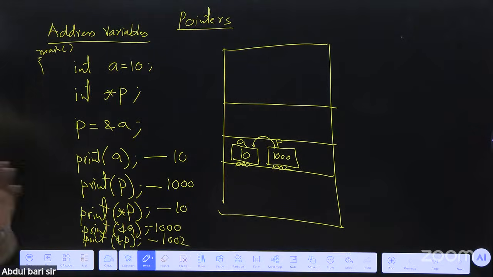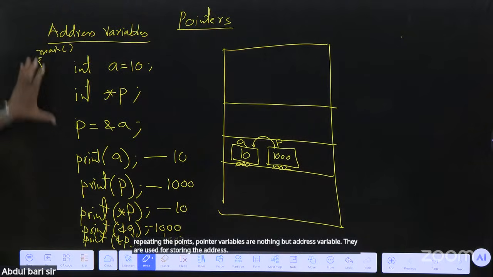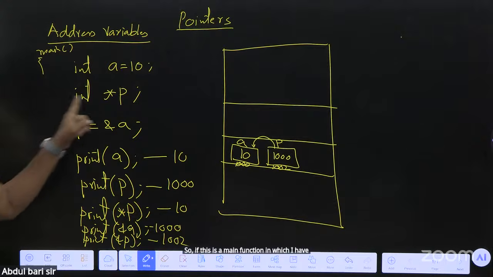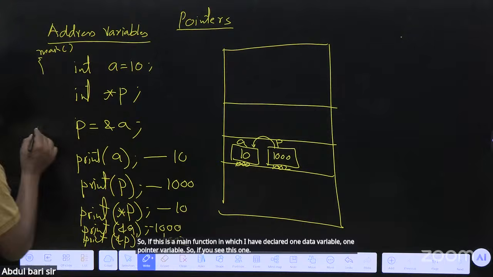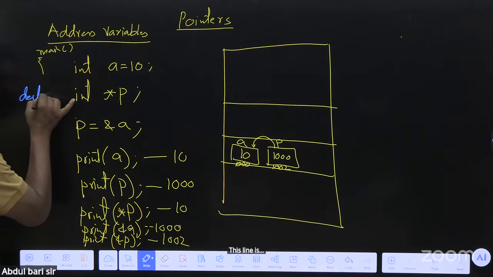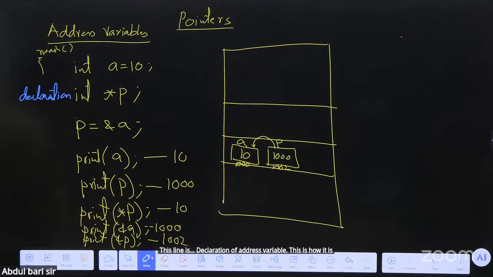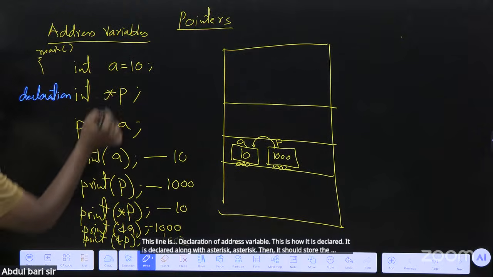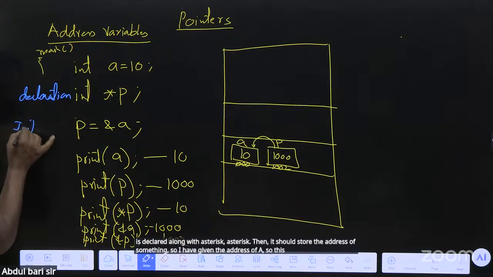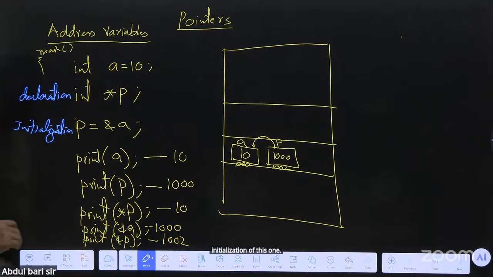All right. Once again, repeating the points: pointer variables are nothing but address variables. They are used for storing the address. This is a main function in which I have declared one data variable and one pointer variable. This line is the declaration of an address variable. It is declared along with an asterisk. Then it should store the address of something, so I have given the address of a. This is called initialization. Then after that, I am printing.